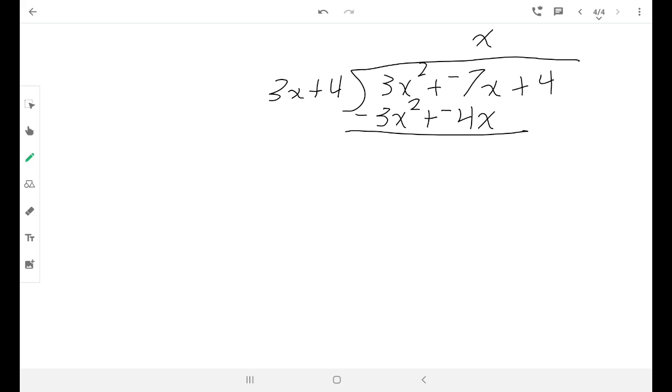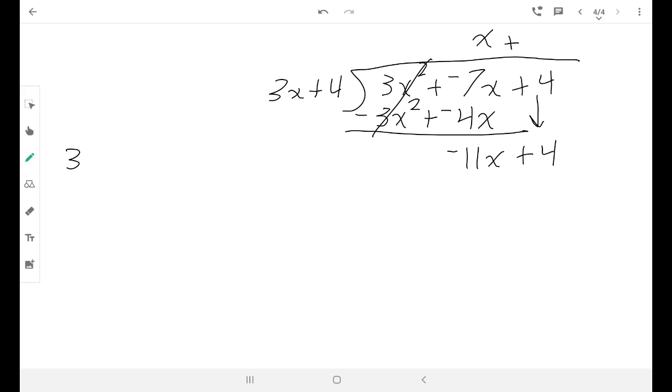And add things together. These two cancel. They better cancel. You designed it so that they would cancel. And then negative 7x plus negative 4x is negative 11x plus 4, because you're bringing down the plus 4. Put a plus up here and start this whole game over. So now the question is, what do you got to multiply by 3x to make negative 11x? You're not going to have to use any x's. You're just going to have to use a number.